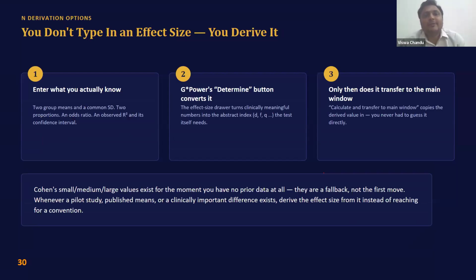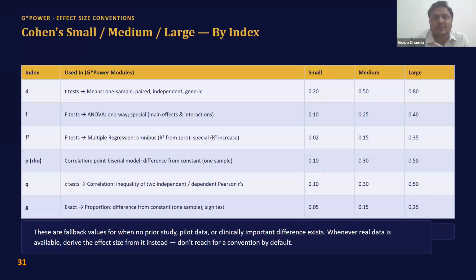Yeah. So coming to the effect size, enter what you actually know. So G*Power's determine button you have to use. Do not depend on what Cohen has suggested as the default effect sizes. I actually have a list of all these effect sizes. So for t-test, what is a small effect size, what is a medium, what is a large, but these are the defaults. When you don't have data in hand, when you don't have previous literature, when you cannot afford to do a pilot study, when you cannot do a sensitivity analysis, then you have to depend on these defaults. Otherwise, please do not depend on the default effect sizes by Cohen.